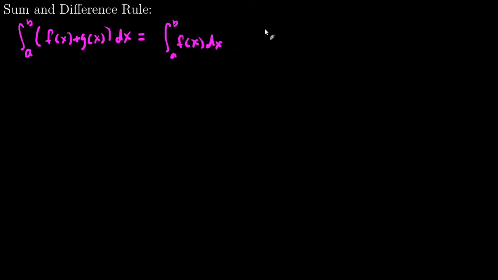The first one we're going to look at is the sum and difference rule, and basically two rules here. So if I have the integral from a to b of f of x plus g of x dx, where I'm adding the two functions in the integrand, that's the same as doing the integral from a to b of f of x and the integral from a to b of g of x and adding those together.